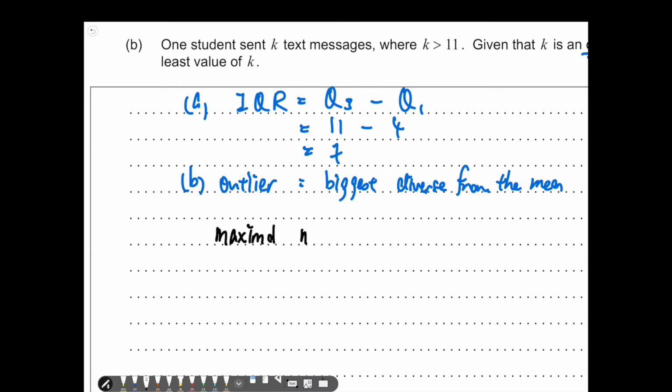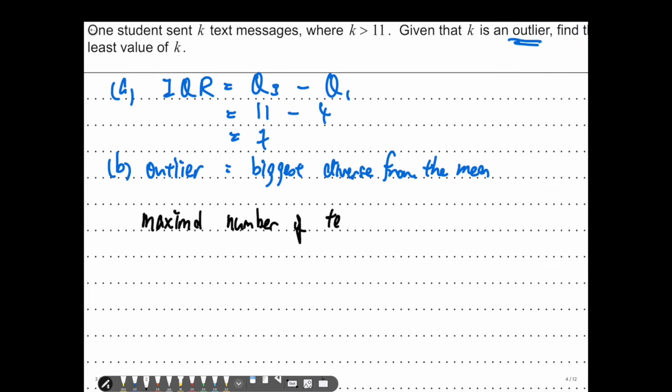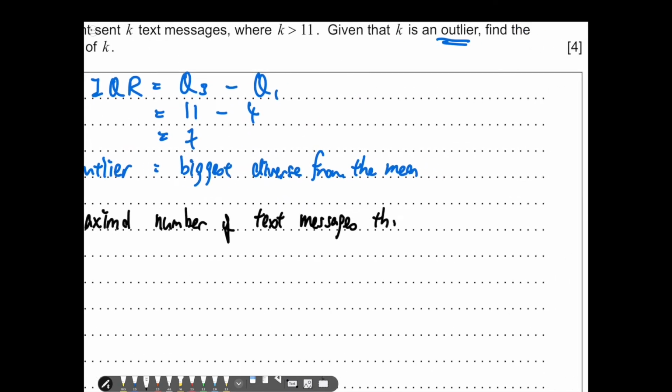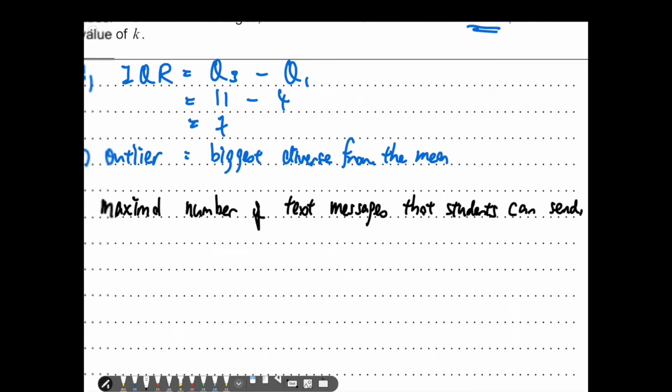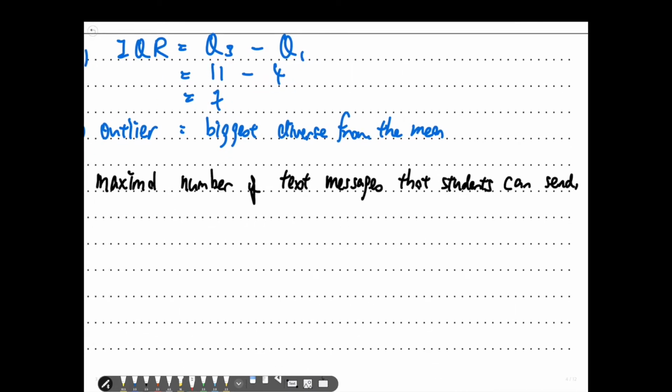The maximum number of test messages that the student can type or can send, right? For the outlier in the conceptual part, it means 1.5 times the IQR, that is the biggest divergence from the mean, but we have to add Q3, the upper quartile, so we can find the maximum number of tests the student can type.